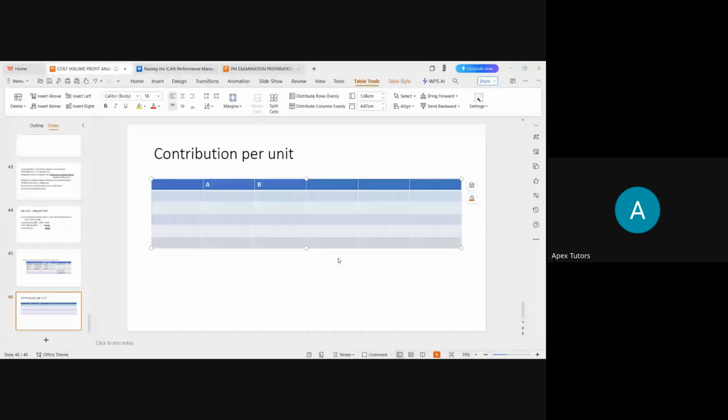the selling price per unit. The selling price per unit. From the question, let's go and show it.